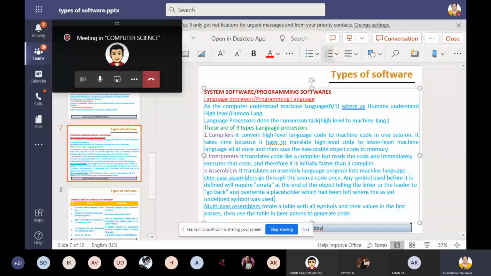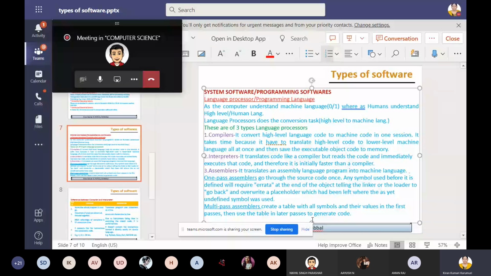What happens in a multi-pass assembler? It creates a table of symbols with their values in the first pass. Then it uses that table. So again, one more scanning we will do. Like, from top to bottom, once we are reading from top to bottom, what are all the operators here? What are all the symbols here? What are all the keywords here? That way, it will first create a table of all the symbols.